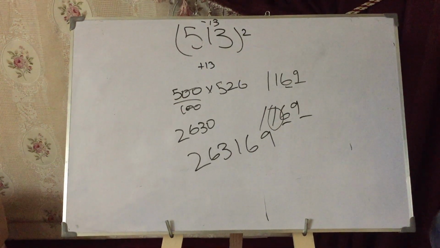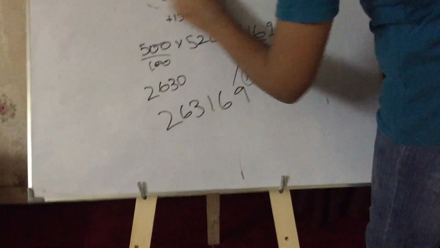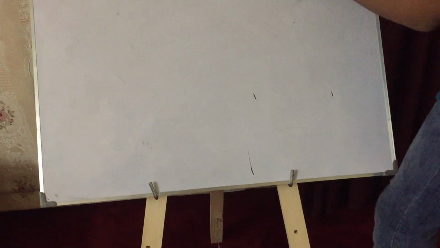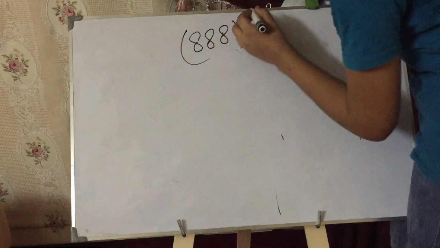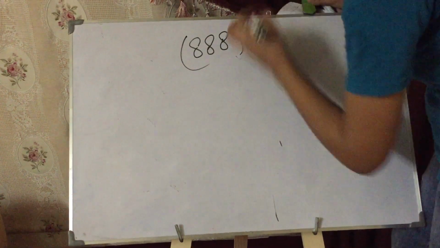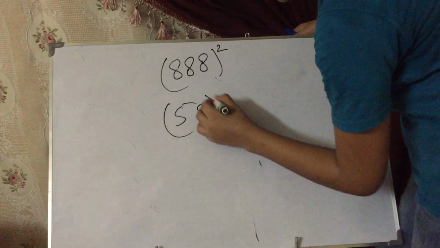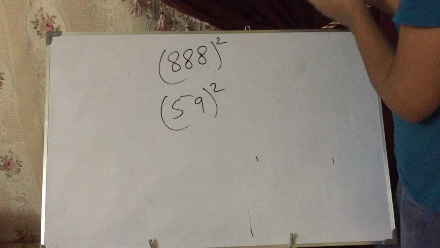So now we have done our today's lesson, and today I am giving you a few sums for homework. You have to solve them. One number is 888 squared, and 59 squared. These two sums. You have to solve these and answer me in the comment box.